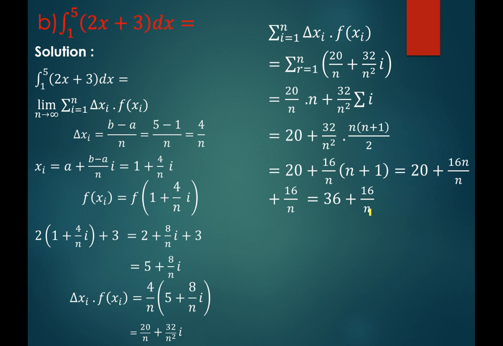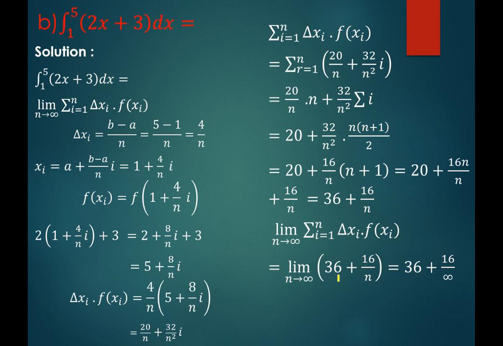Now it is the time for the last step in this definition, which is taking the limit. So the limit of the whole thing will be like that. Limit for a constant number stays. And if you replace infinity instead of n, that will make it 0. So we will get rid of 16 over infinity to make it 36 only, which is the value of our definite integration.